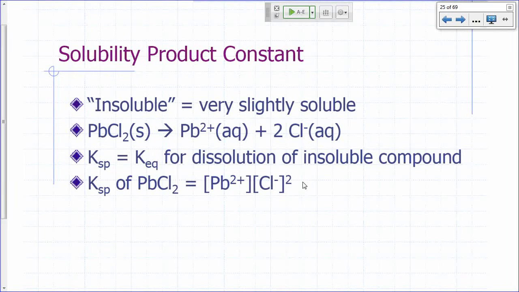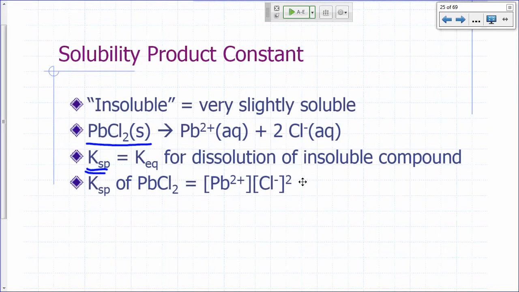Let's talk about the equilibrium constant known as KSP. When we're dealing with very slightly soluble solids, ionic compounds in water, for example lead chloride, if you remember from Chem 105, we say that's insoluble in water, if you remember your solubility rules.